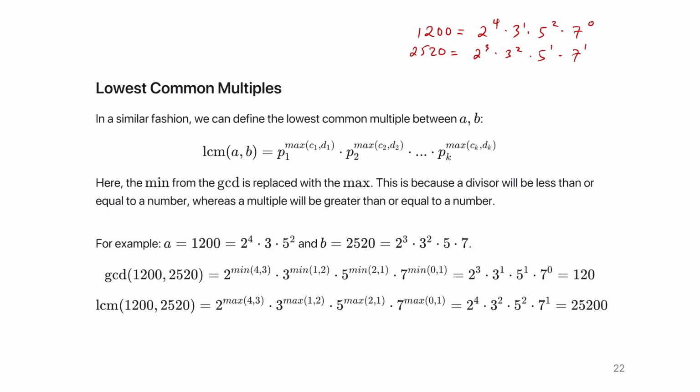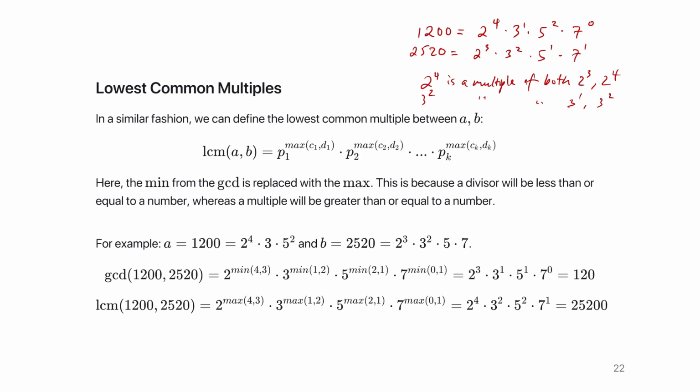We notice 2 to the 4 is a multiple of both 2 to the 3 and 2 to the 4. 3 squared is a multiple of both 3 to the 1 and 3 to the 2, and so on and so forth. So for the greatest common factor, we took the min of the exponent because we needed it to be smaller than both. But for the lowest common multiple, we take the max of the exponent because it needs to be greater than or equal to both.